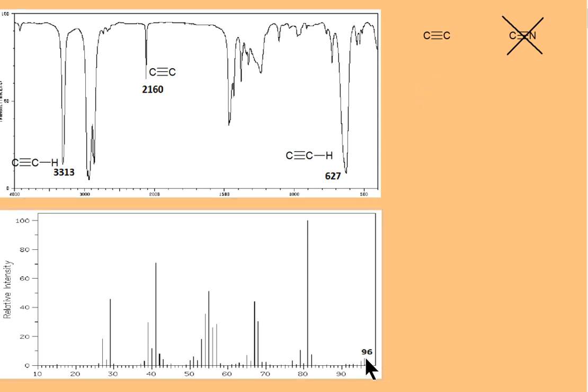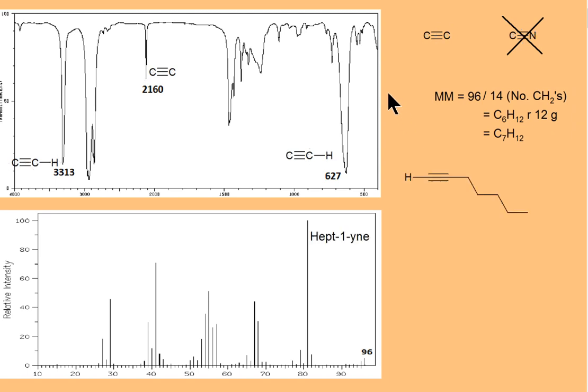If we look at that molar mass of 96, we can divide by 14 for the number of CH2 units. It comes out neatly 6 times with a remainder of 12 units. We could most easily explain that 12 grams of mass as an extra carbon rather than any extra hydrogens. And so that formula C7H12 would best be explained as hept-1-yne.